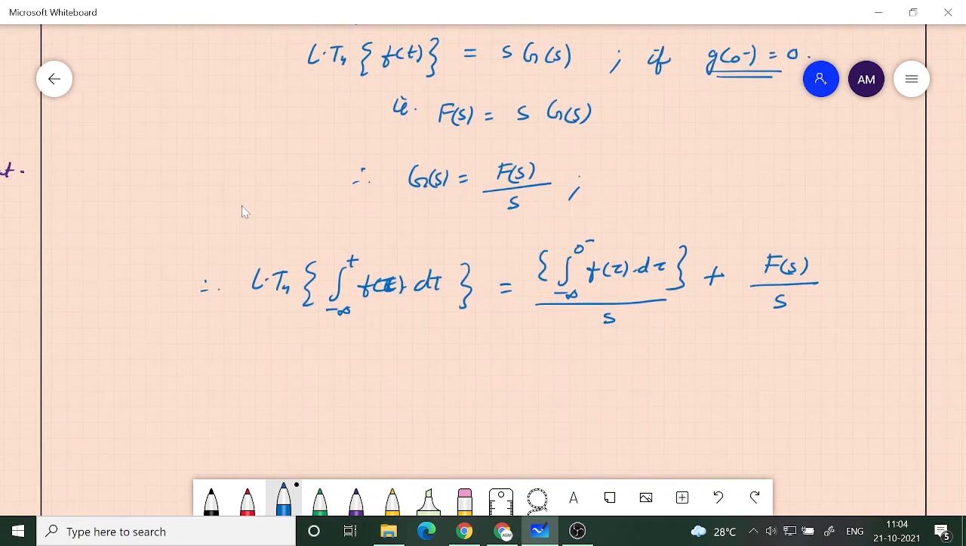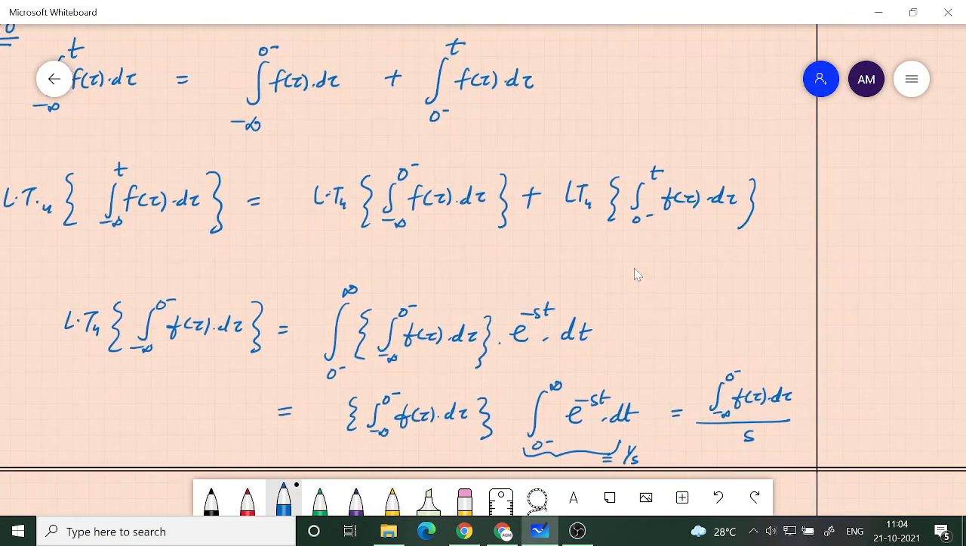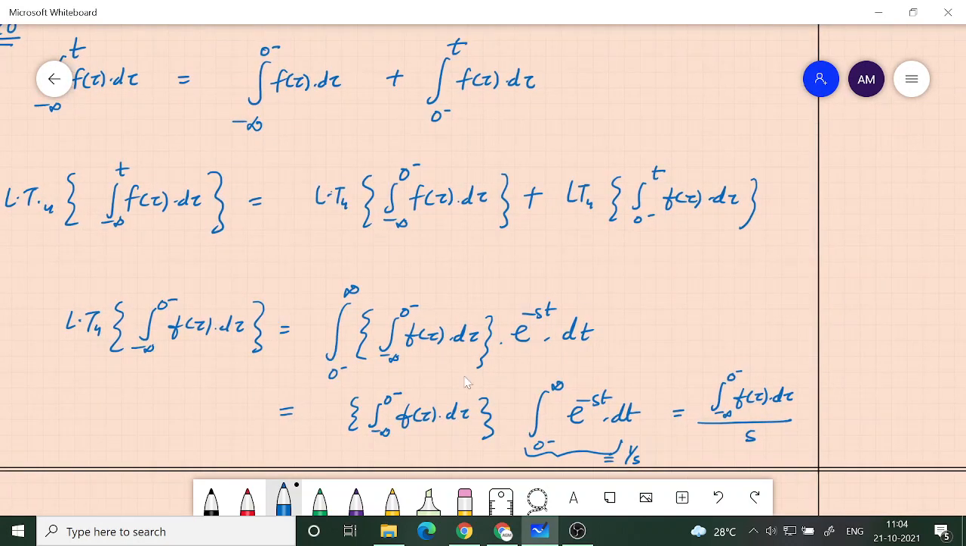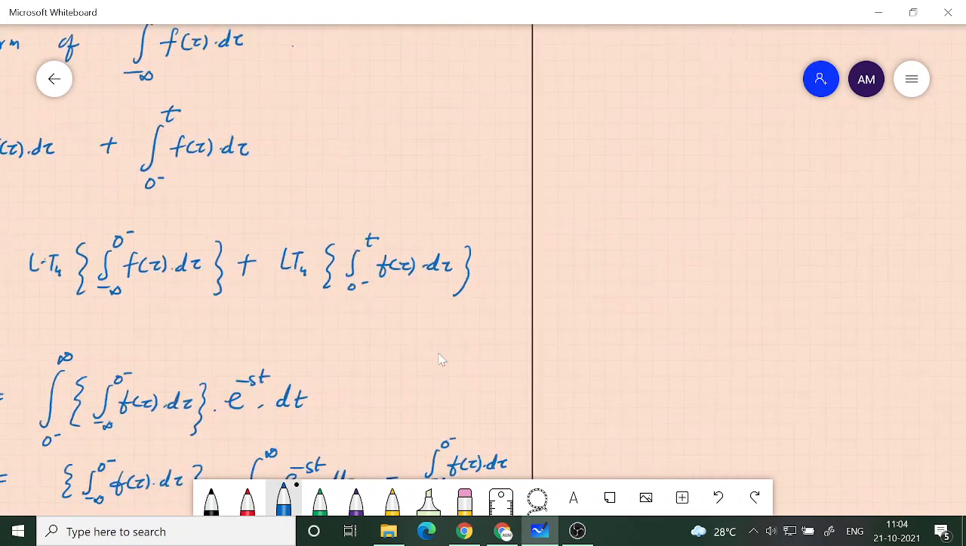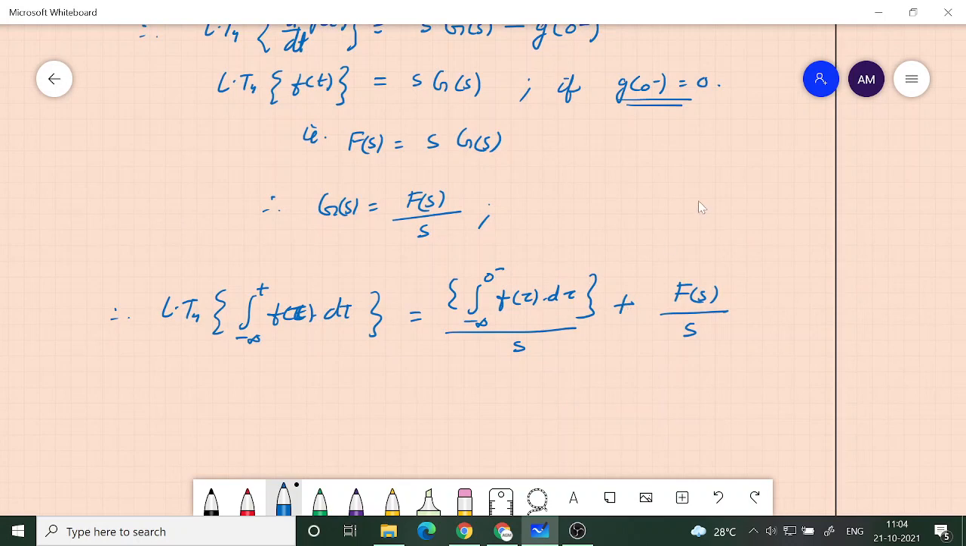So let me repeat what I did. I wrote the integral in two parts, and the first part is independent of t, and therefore we can treat it as a constant in the formula for finding the Laplace transform. So I pulled it out, and the remaining integral is the same as the Laplace transform of u of t, which I know is 1 by s. So this constant divided by s is the first part. Then what I did was assume that the second part is 0.